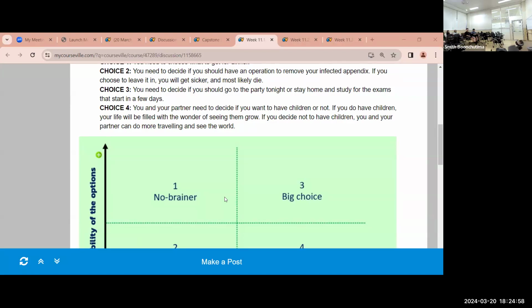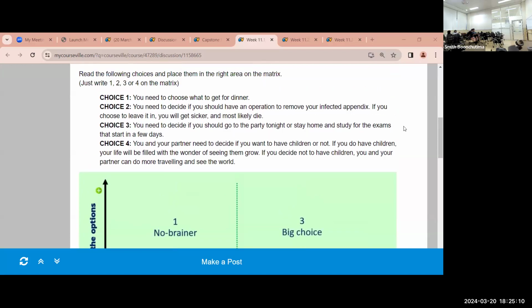Okay, and now you have got the decision to make. You have got an appendix that needs to be removed. I think it's a hard choice because it's between life and death. I think. What do you think?